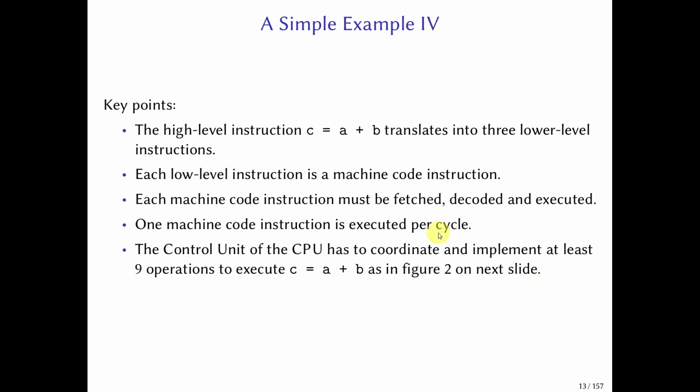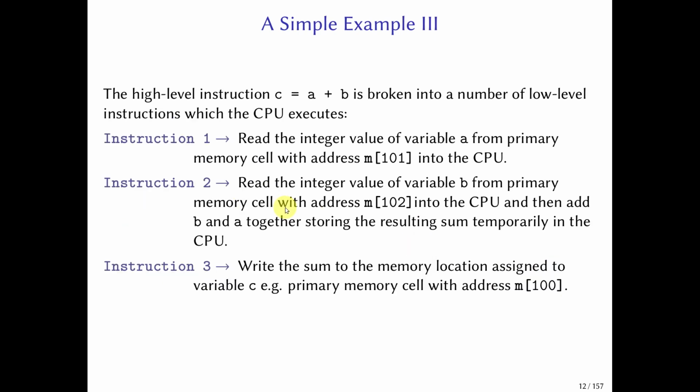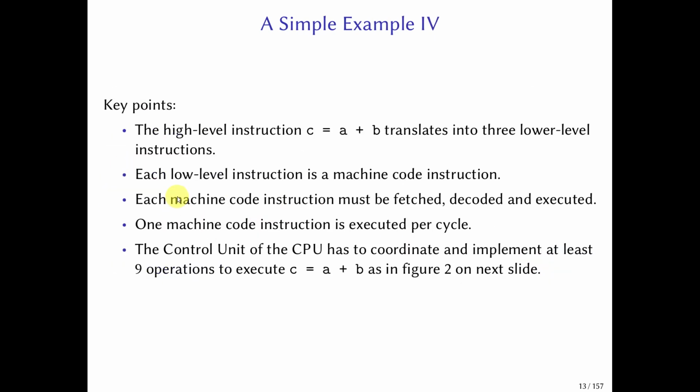Now, there's a couple of key points here. These three low-level instructions are what we would call machine code instructions. We need three of them in order to execute the higher level C equals A plus B. And each machine code instruction is, if you like, a unit of work for the CPU, in that the CPU must fetch the machine code instruction, decode the instruction, and then execute it.